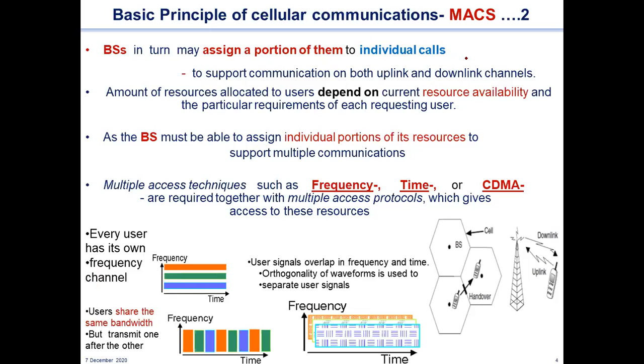So this is to support communication on both uplink and downlink channels. Okay. So there must be some frequency, time, and code division multiplexing resources available. So whenever a base station wants to communicate with a mobile device, it uses one of these three or four combinations of the resources. Okay. Then only can it establish a communication.